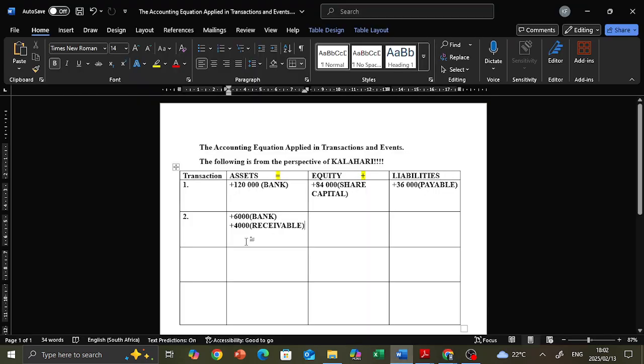Okay, so now we know that the assets column is equal to 10,000. Okay, this is just me being extra so that you can understand that the accounting equation has to be based on mathematics. So the assets, this 10,000 equals 10,000 equity.